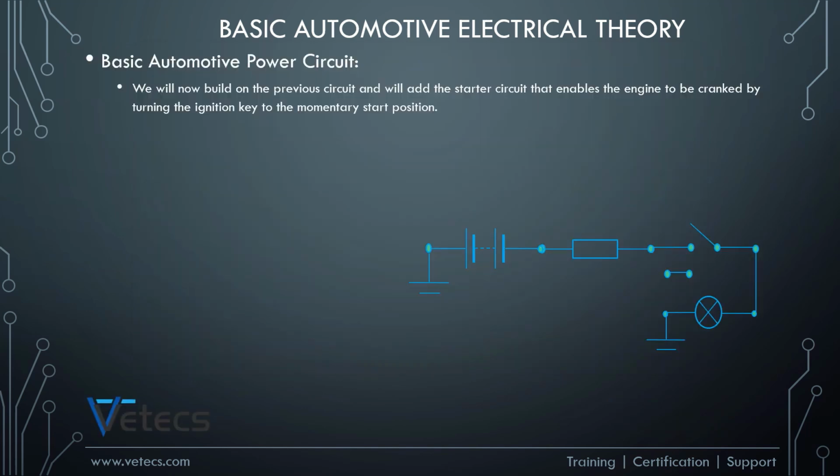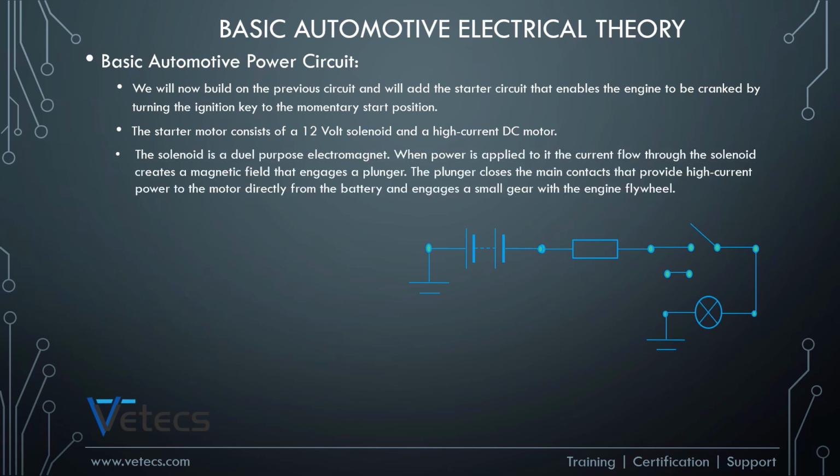We will now build on the previous circuit and will add the starter circuit that enables the engine to be cranked by turning the ignition key to the momentary start position. The starter motor consists of a 12-volt solenoid and a high-current DC motor. The solenoid is a dual-purpose electromagnet.